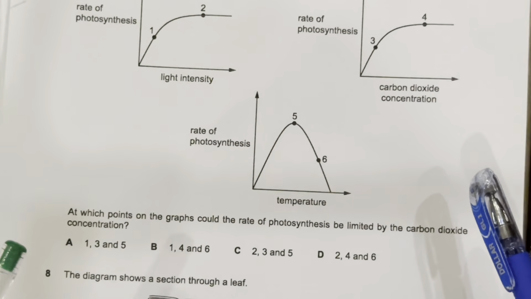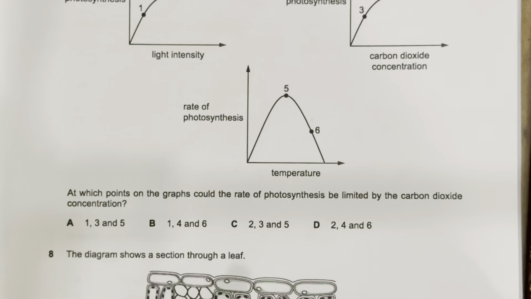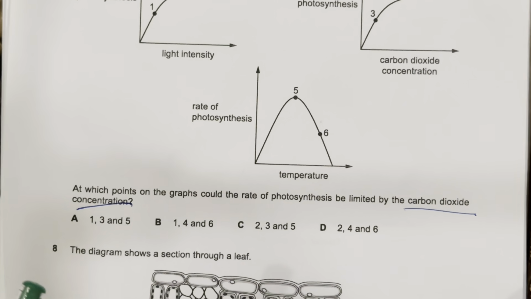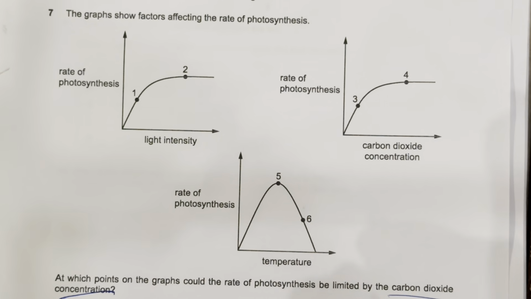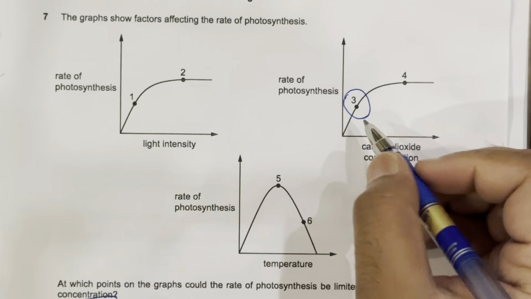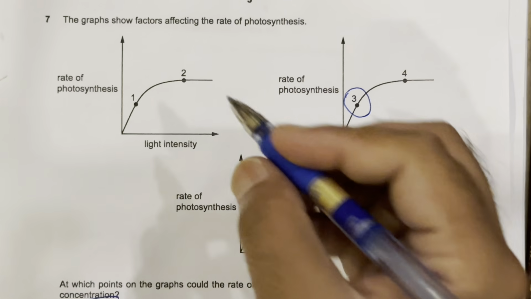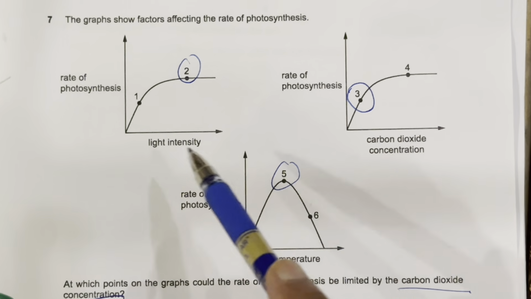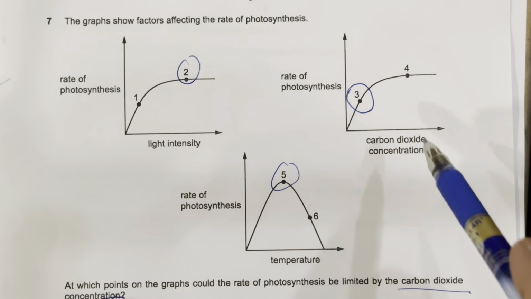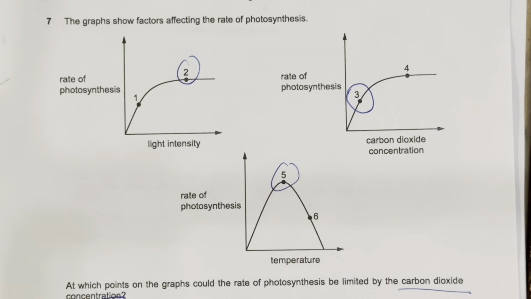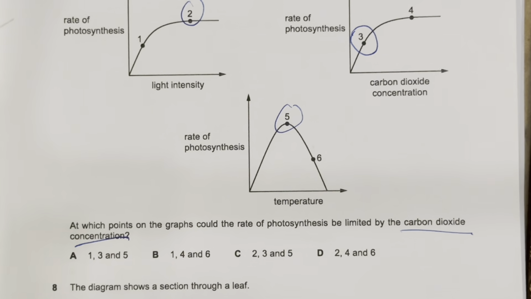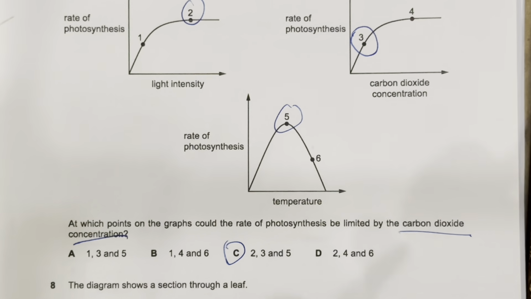Now at which point on the graph could the rate of photosynthesis be limited by the carbon dioxide concentration? We can see that this would be the minimum when the carbon dioxide concentration is low, and this is the maximum, and over here this is the maximum. Over here we are taking when it would be the maximum, and over here because this was the limit, we were taking that when it is minimum. So options 2, 3 and 5 would be the correct choice. Option C carries all of those.